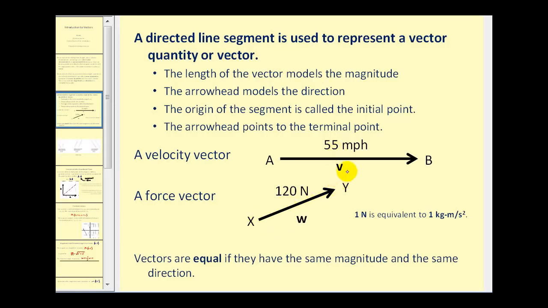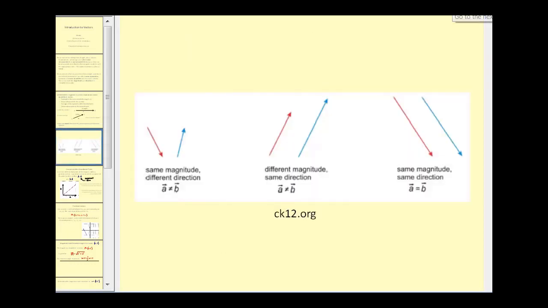You can also label a vector with a bold lowercase letter, and if you can't bold the letter, you should put a little vector symbol above the letter, which we'll see shortly. Vectors are equal to each other if they have the same magnitude and the same direction. These first two vectors have the same magnitude, but they're not pointing in the same direction, so they're not equal. The second pair are pointing in the same direction, but they have different magnitudes because they have different lengths, so they're not equal. But this last pair are equal because they have the same magnitude and the same direction.